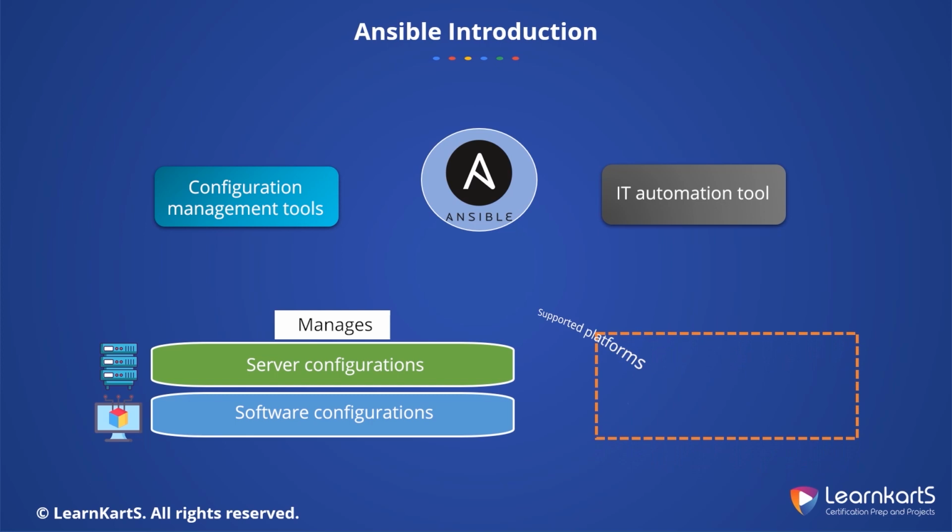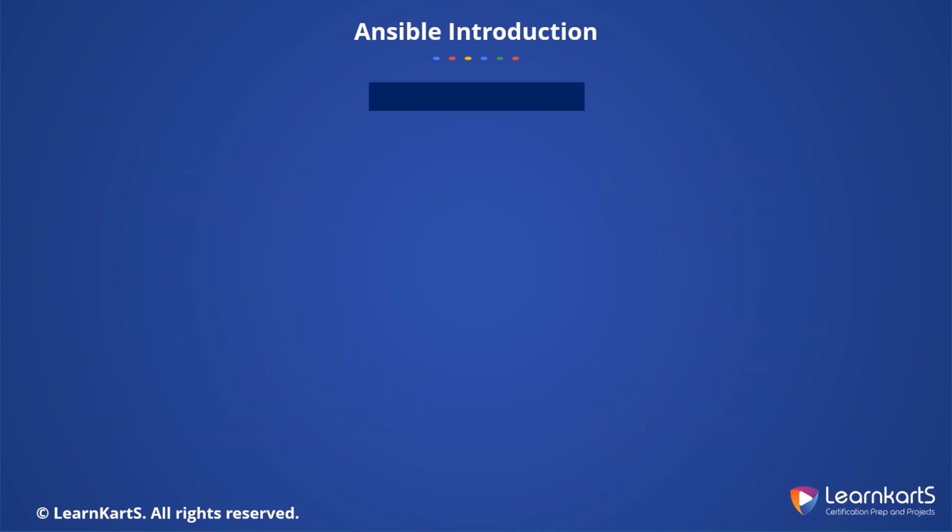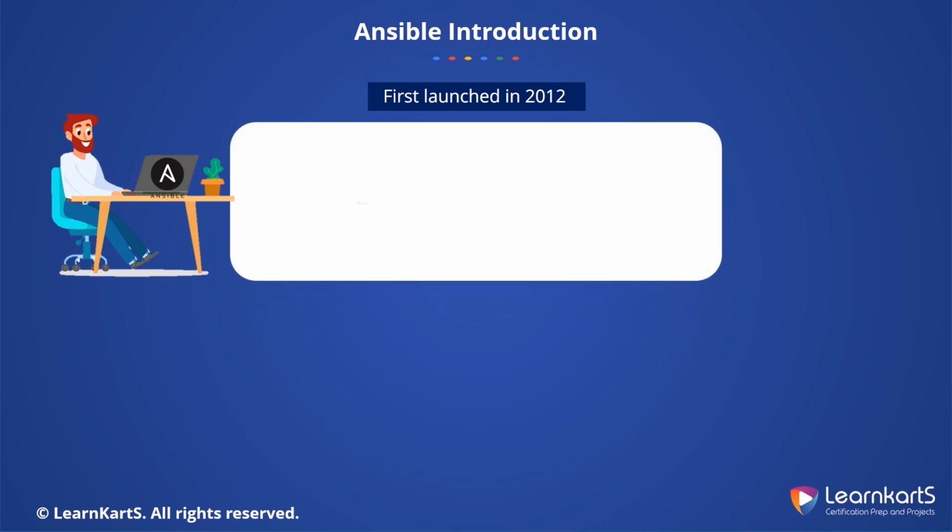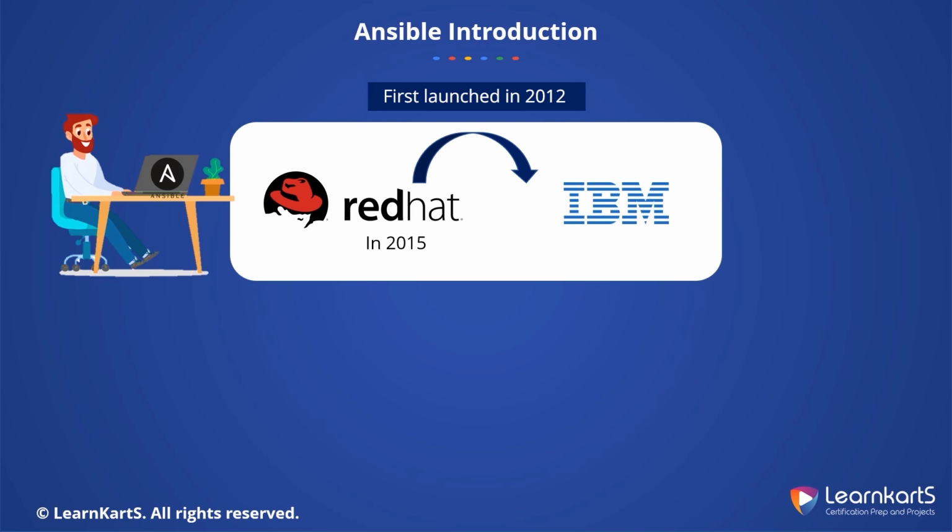Ansible is capable enough to manage both the servers and the software related configurations. It supports both Unix-based and Windows-based platforms, and macOS support is also coming up. Ansible was first launched into the market around 2012, but it was not that popular until 2015, when Red Hat acquired it. Since then it has been rolled out under Red Hat. Now that IBM has acquired Red Hat, it comes under IBM, but ultimately this tool is still rolled out under the banner of Red Hat. The official certificates also come from Red Hat.